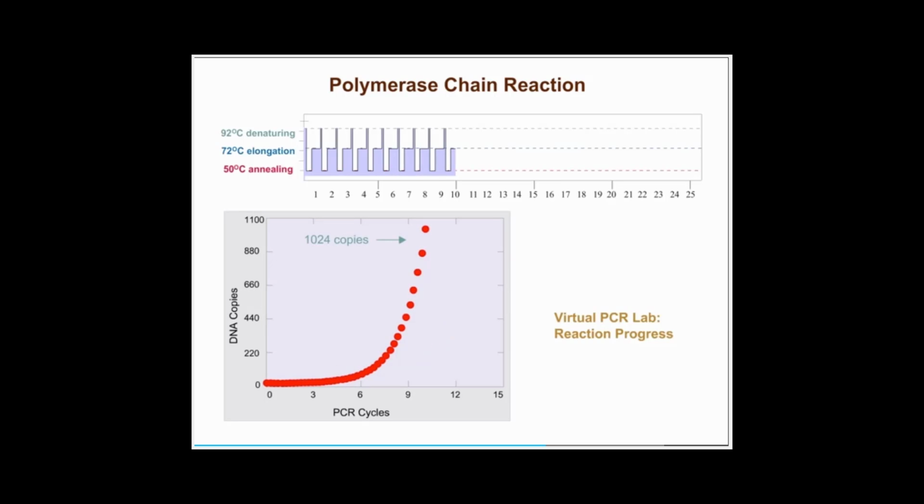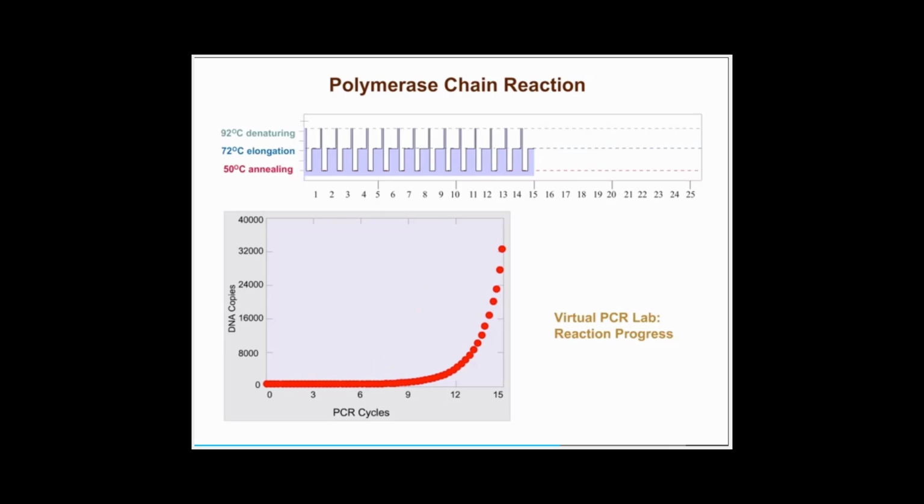Now, after 10 cycles, there are 2 to the power of 10 equals 1,024 copies. On the lower graph, notice how the scale on the y-axis has changed. After 15 cycles, there are 2 to the power of 15 equals 36,768 copies. On the lower graph, notice how the scale on the y-axis has changed again.